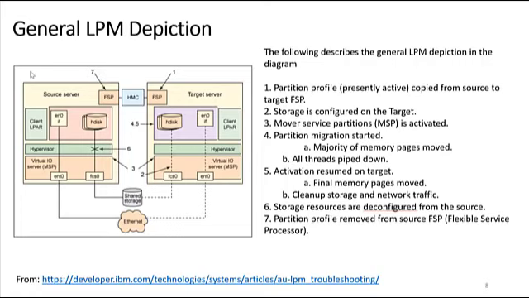A general depiction of LPM kind of shows you what really happens. So if we look at it, we're going from left to right. On the source server, the partition profile gets copied over to the targets. The storage is then configured on the target. The mover server partitions, and we'll get into what those are in a minute, get activated, and the partition migration starts. It moves nearly all of the memory pages. It then shuts down the threads and reactivates them on the target, and it moves those last few memory pages. And then it will clean up all the network and storage traffic. Storage resources then get deconfigured from the source, partition profiles removed, and we're all good to go, and we're on the new server.